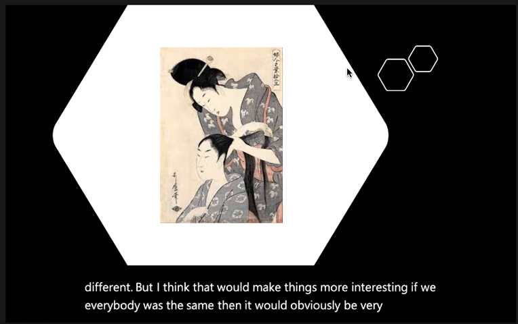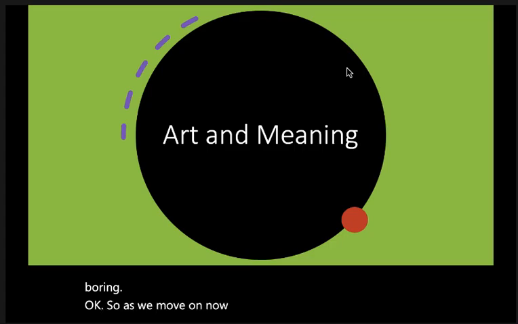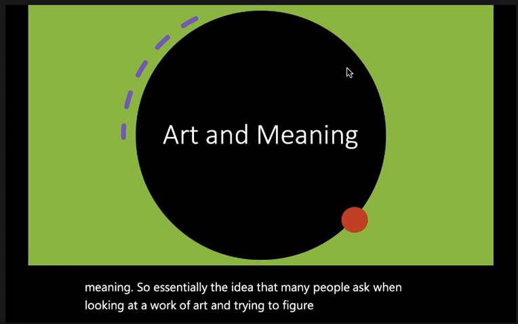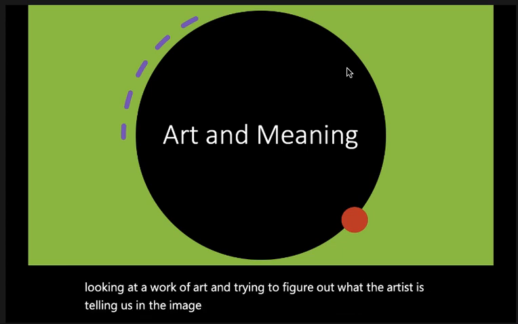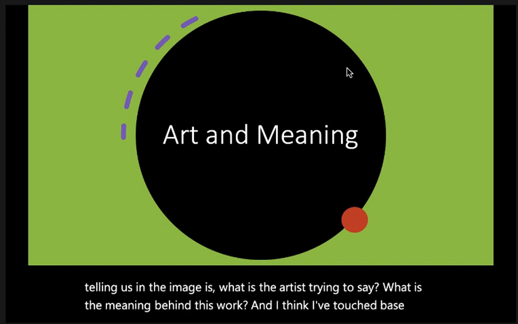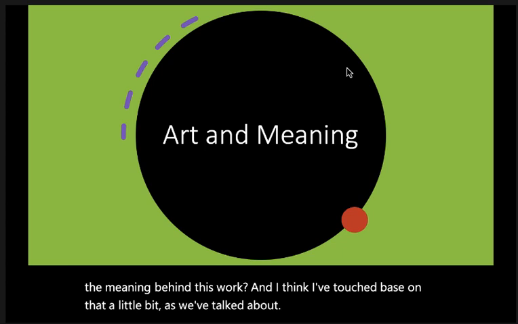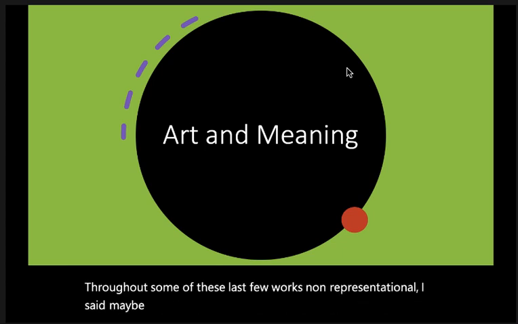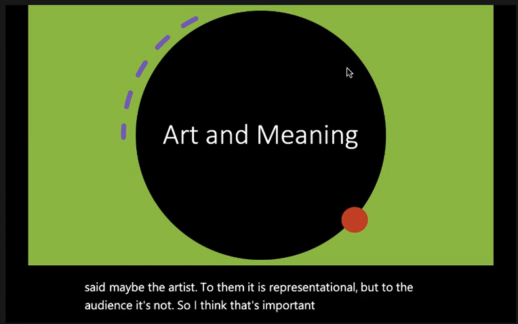Okay, so as we move on, now we're going to be talking about art and meaning. So essentially the idea that many people ask when looking at a work of art and trying to figure out what the artist is telling us in the image is, what is the artist trying to say? What is the meaning behind this work? And I think I've touched base on that a little bit as we've talked throughout some of these last few works. Non-representational, I said, maybe to the artist it is representational, but to the audience it's not. And so I think that's important as well, to be mindful of those components.